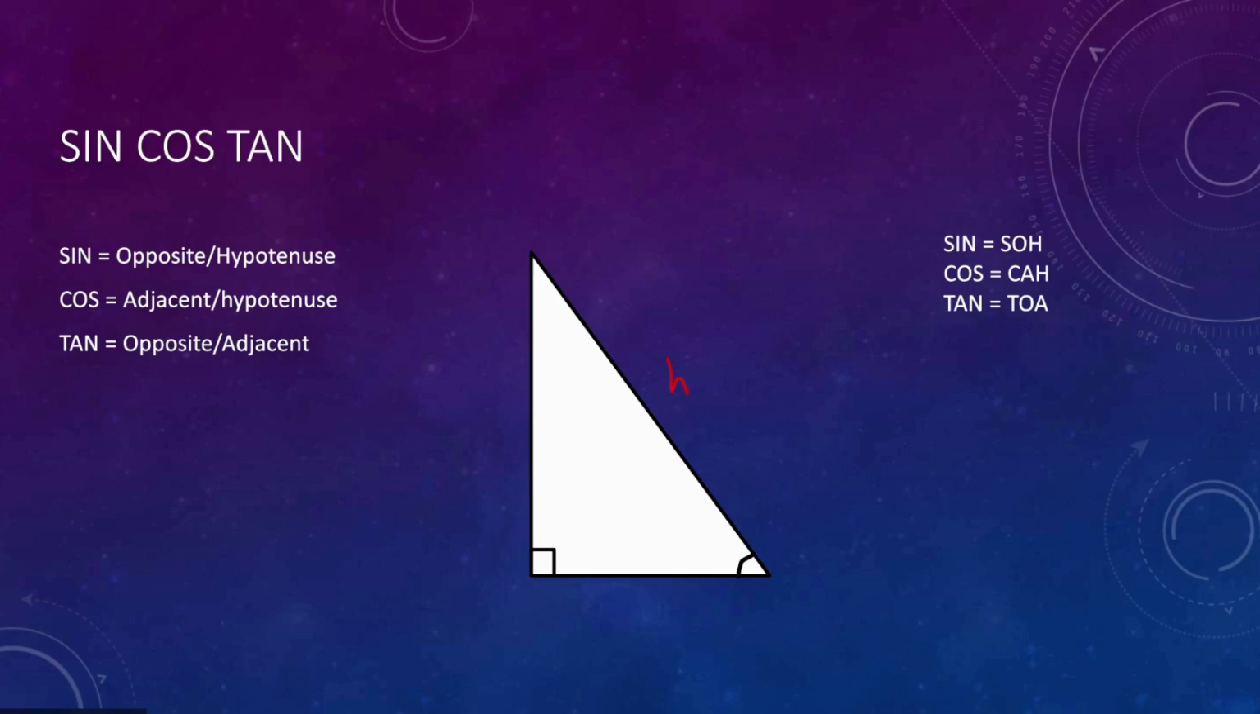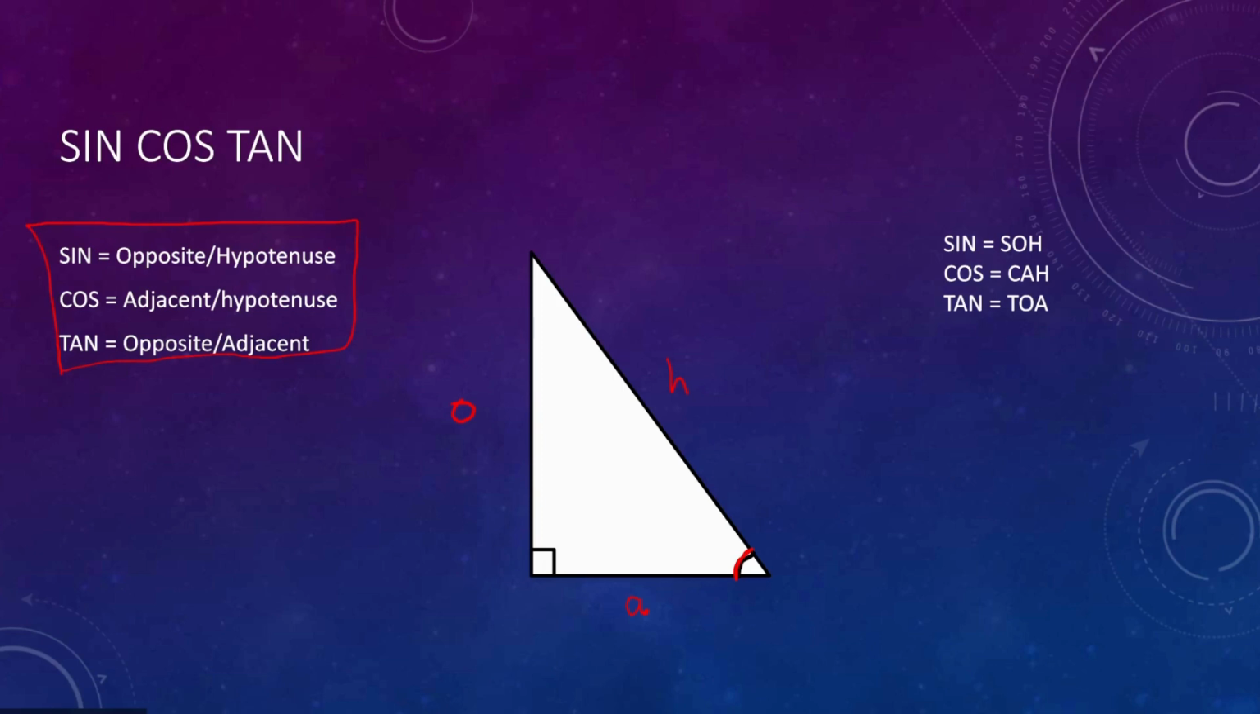Now what is the opposite? The opposite is the side which is in front of the angle, and this is your angle over here, as you can see. So this is supposed to be your opposite, and adjacent is the leftover side. So in this case this is the adjacent. Now you need to know sine, cos, and tan and what they do with these things.